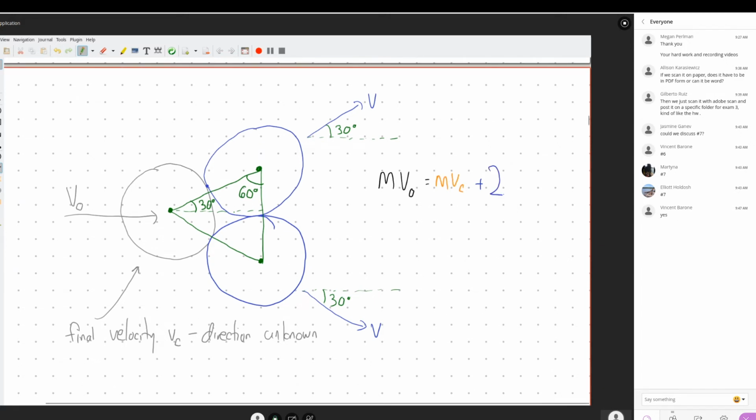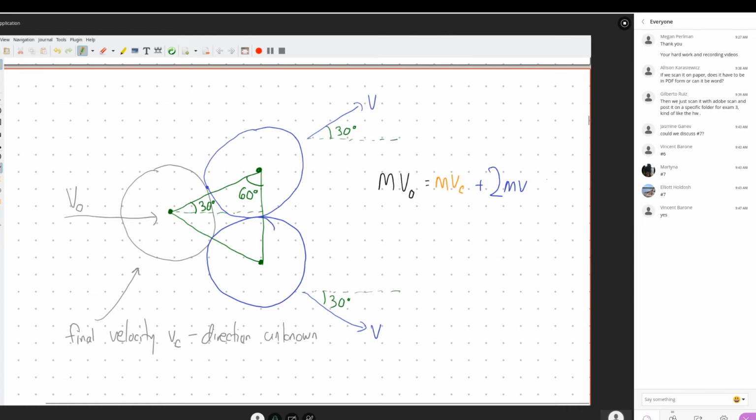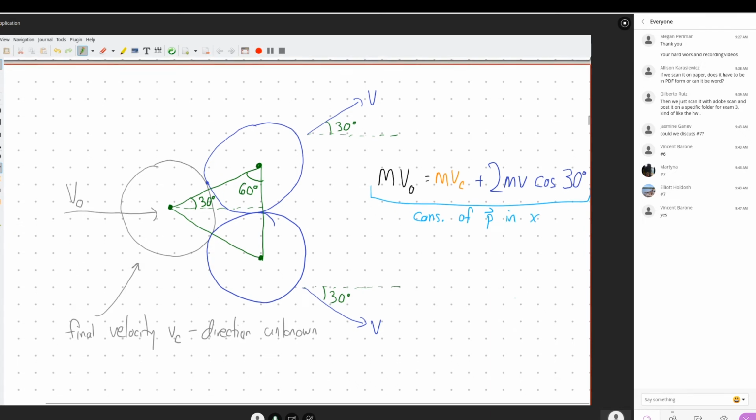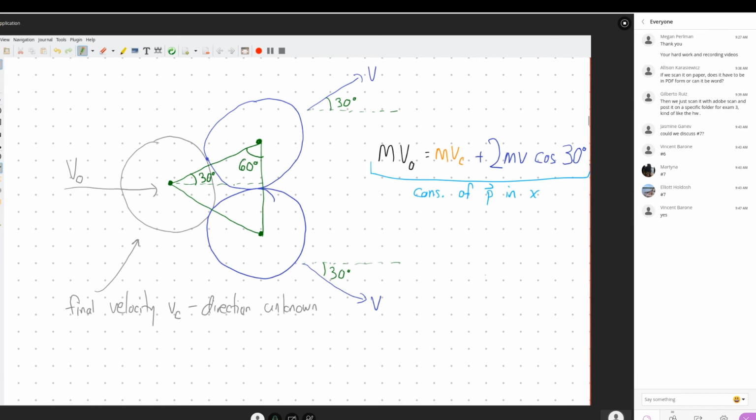So there are two of these. They're going at speed v, but they're going at 30-degree angles with respect to the horizontal. So this equation I have just written is conservation of momentum in the x direction. Because conservation of momentum in the y direction just tells me that the speed of the two balls is the same.